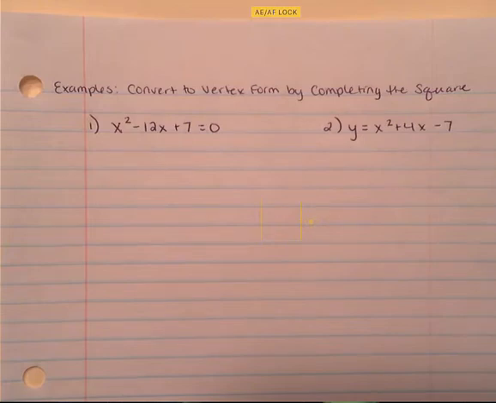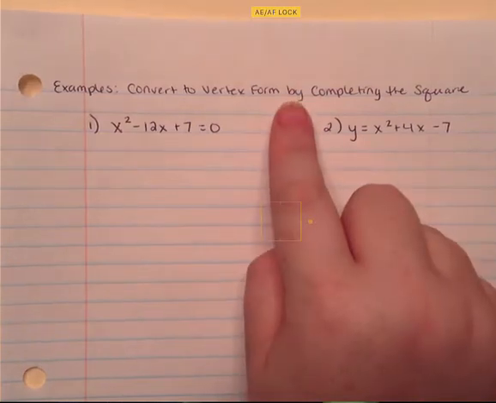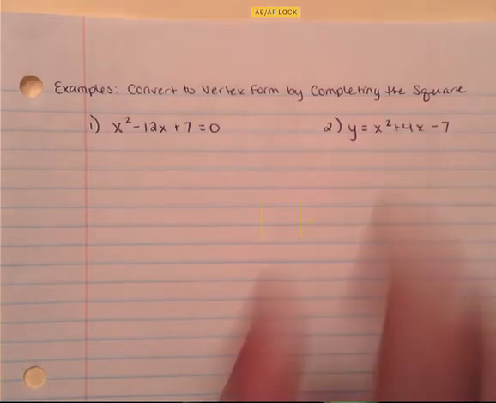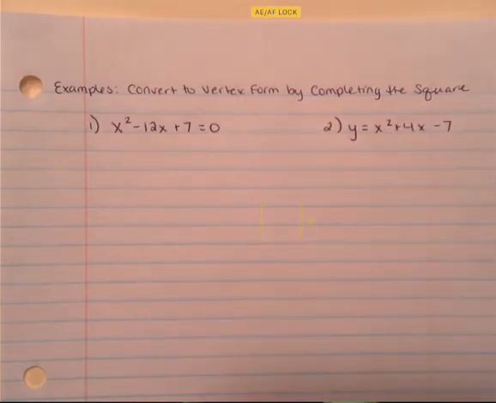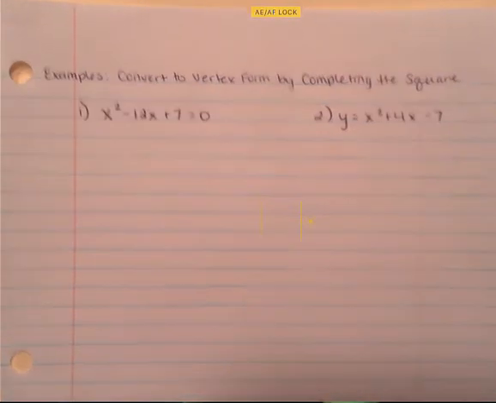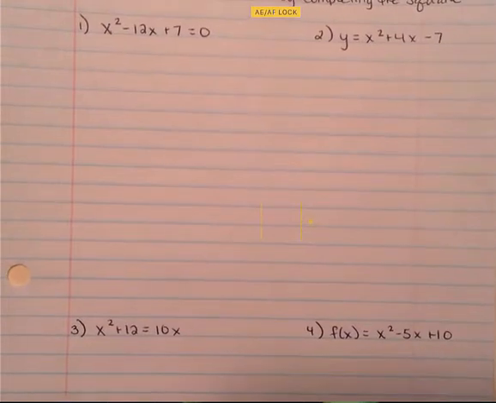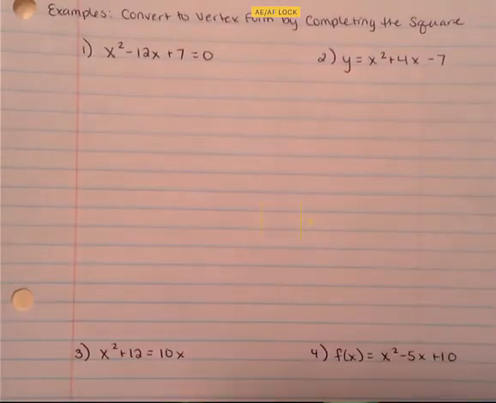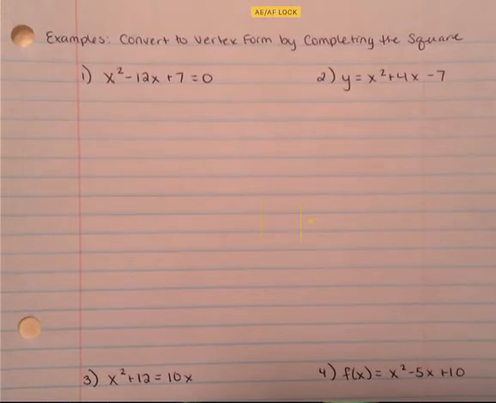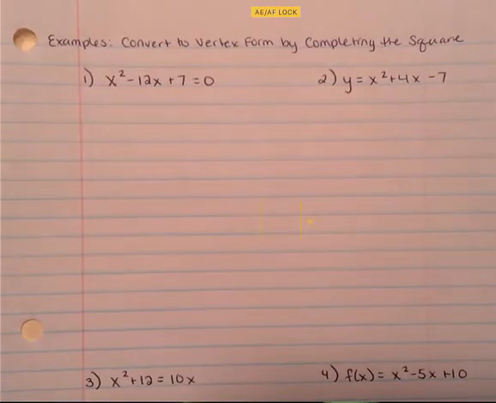This video is showing examples of converting to vertex form by completing the square. In an earlier video, I explained how to use completing the square to convert to vertex form. So that's what we're going to do: 4 examples of how to convert them into vertex form using different types of problems. Number 1, x squared minus 12x plus 7 is equal to 0.